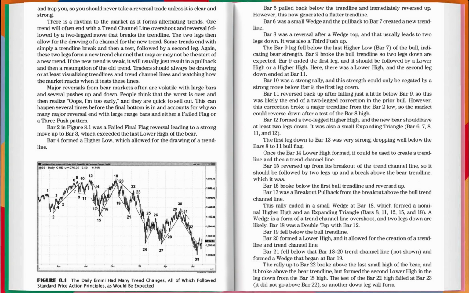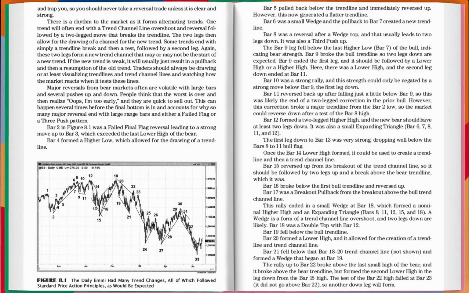Once the bar 14 lower high formed, it could be used to create a trend line and then a trend channel line. Bar 15 reversed up from its breakout of the trend channel line, so it should be followed by 2 legs up and a break above the bear trend line, which it was. Bar 16 broke below the first bull trend line and reversed up. Bar 17 was a breakout pullback from the breakout above the bull trend channel line.